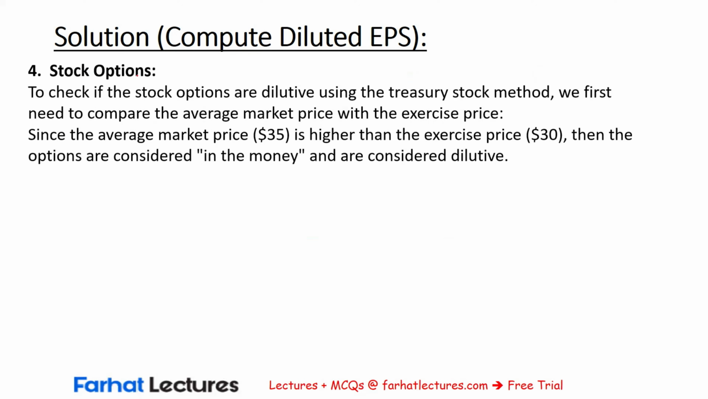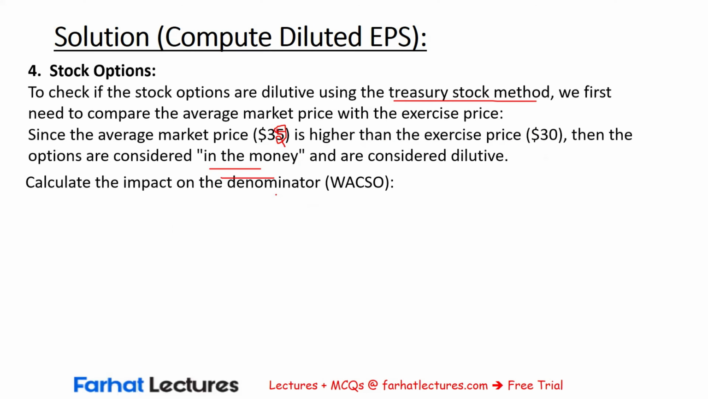Next, we need to consider the stock options, but now using the Treasury stock method. Using this method, we first need to compare the average market price with the exercise price in order to determine whether these stock options are dilutive or anti-dilutive. Since the average market price is higher than the exercise price, so here it is 32 and not 35, we're going to take the average market price. Then the options are considered in the money and are considered dilutive.